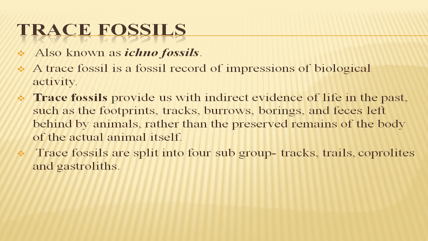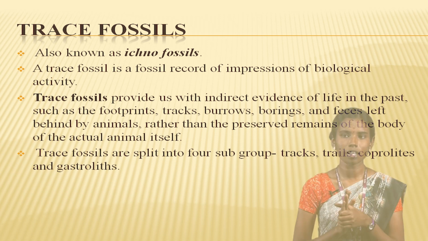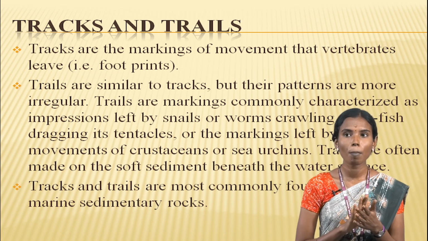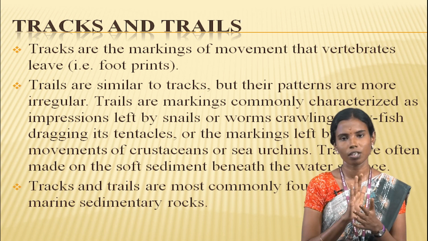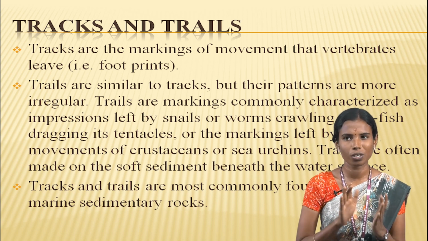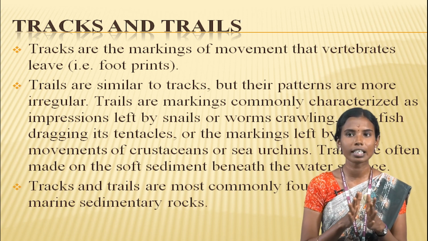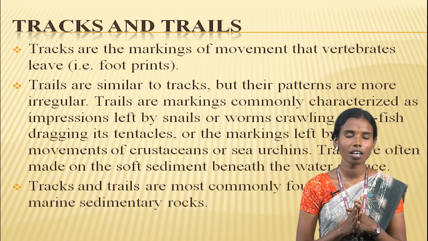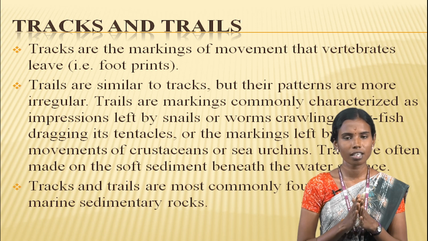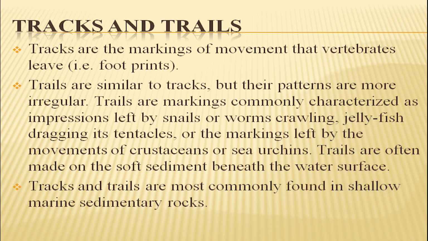Those trace fossils are split into 4 subgroups: tracks, trails, coprolites and gastroliths. First we will see about the tracks. So what are tracks and trails? They are markings of the movement that vertebrates leave. The best example is a footprint of the species. And the trails are similar to tracks, but their patterns are more irregular. Trails are markings commonly characterized as impressions left by snails or worms, that is crawling animals, a jellyfish dragging its tentacle, or the markings left by the movement of crustaceans or sea urchins.